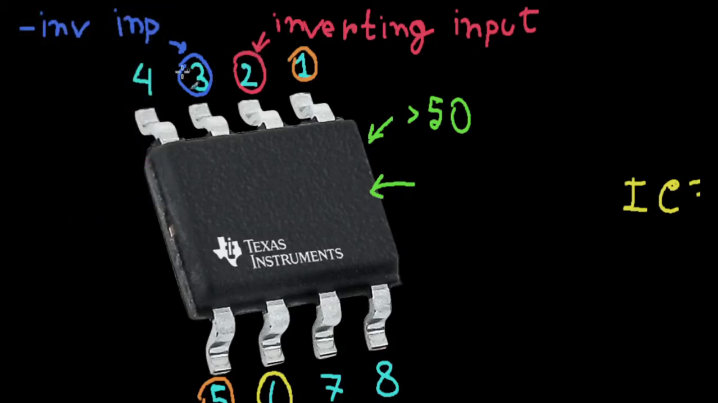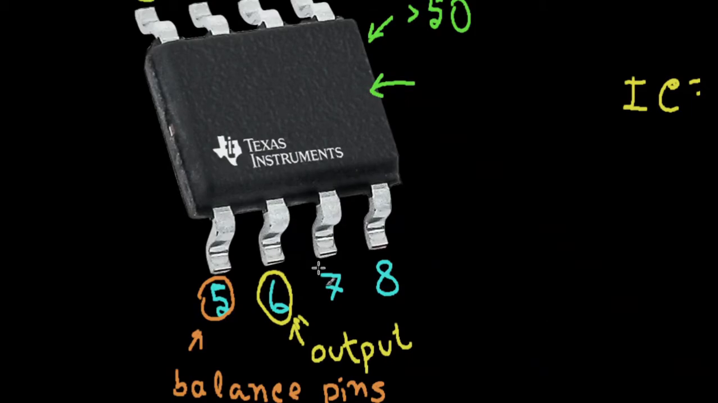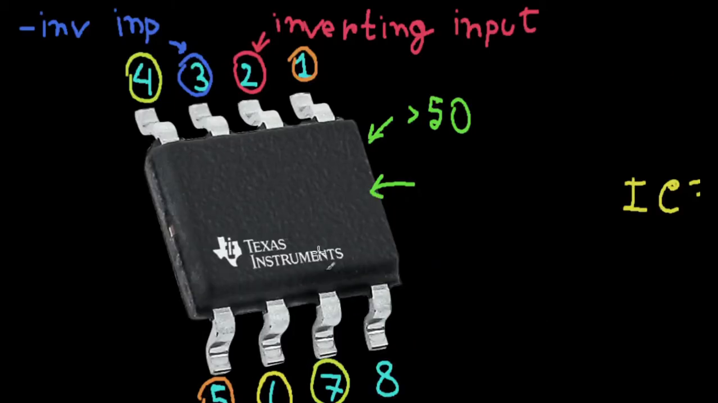Sorry. So you have pin 4 and pin 7. These are the power supply terminals. So 4 and 7, this one and this one, are your power supply.